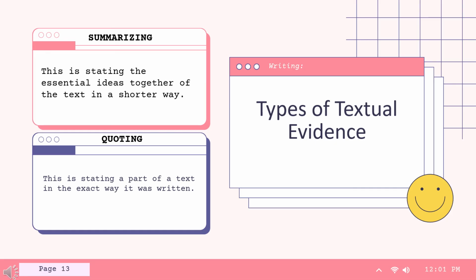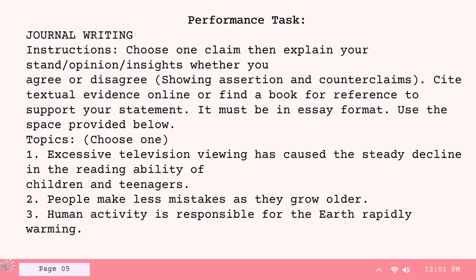And the last type of textual evidence is quoting. It is about stating a part of a text in the exact way it was written. Since you're going to state it in the exact way, do not forget to indicate quotation marks for that one. Remember, the power of punctuation marks matters. As you quote a certain statement of someone, make sure to indicate its quotation marks as well. And that's it for our lesson today.